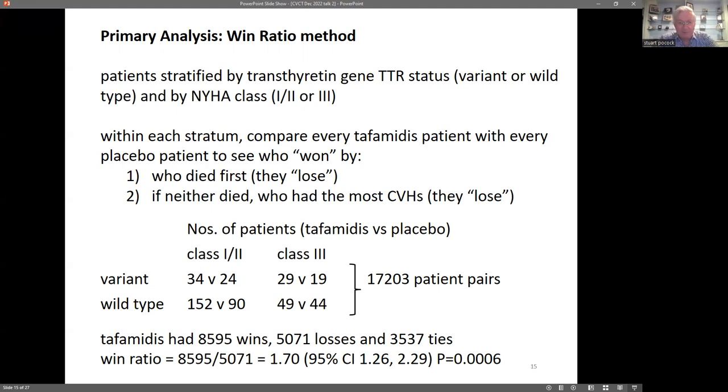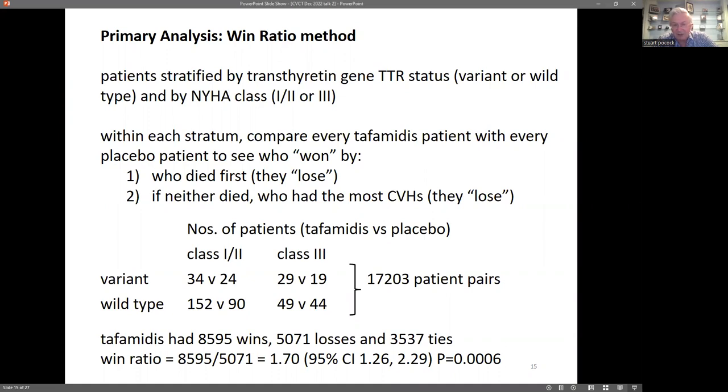One, who died first, they lose. If neither patient died, then who had the most cardiovascular hospitalizations during the shared follow-up time, and they lose. So it was quite a complex analysis because now you're stratifying by 4 patient types, a 2x2 table there. And you're doing all paired comparisons within each type of patient, which means you end up looking at 17,203 patient pairs. More pairs won on tafamidis than lost, 8595 versus 5071.